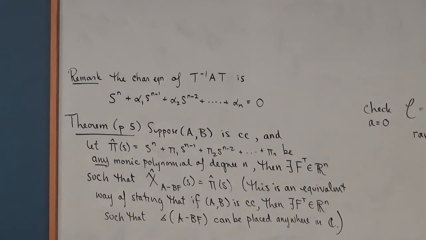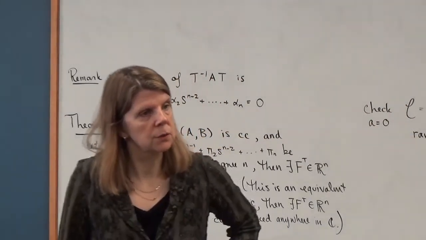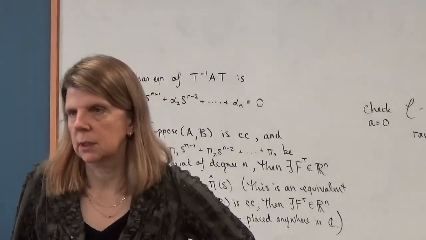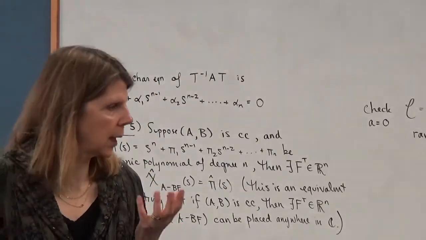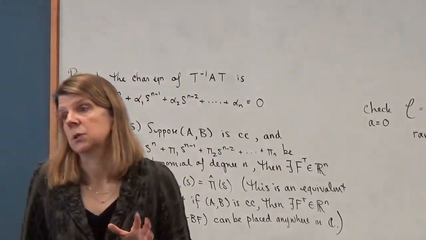Okay, so a system being completely controllable is synonymous to saying that there exists a feedback gain matrix such that when you apply that and you get A minus BF as your closed loop system, the eigenvalues of A minus BF can be anywhere.